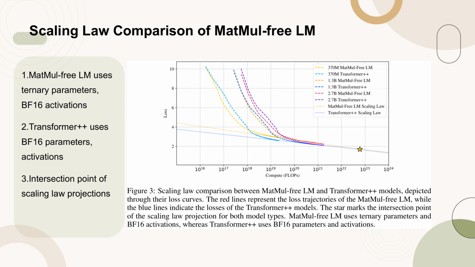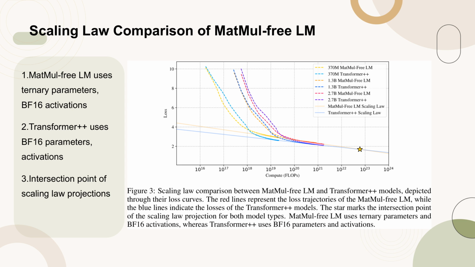Figure 3 presents a comparison of the scaling laws between MatMul-free language models (LM) and Transformer++ models, visualized through their respective loss curves. The red lines signify the loss trajectories of the MatMul-free LM, which employs ternary parameters and BF16 activations. Conversely, the blue lines represent the losses of the Transformer++ models, which utilize BF16 parameters and activations.